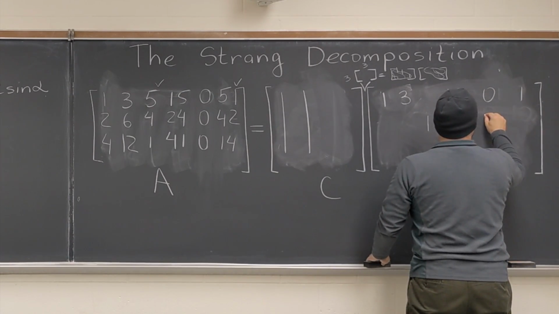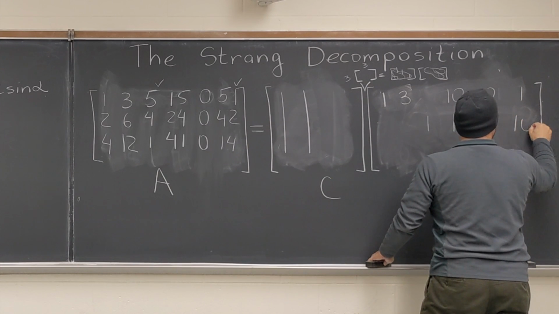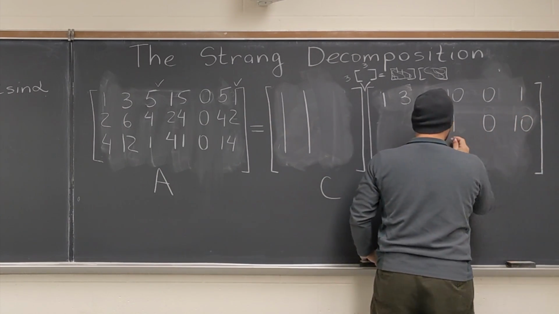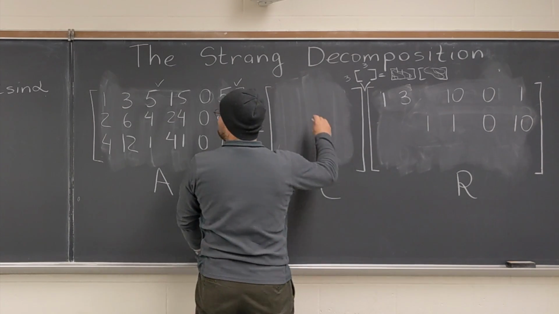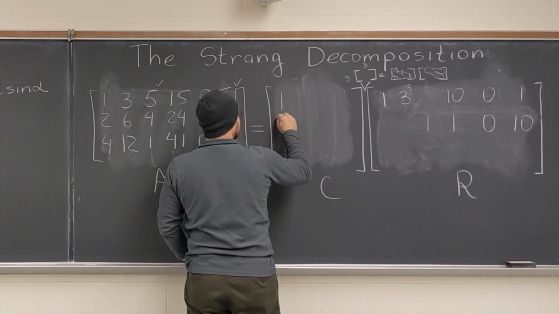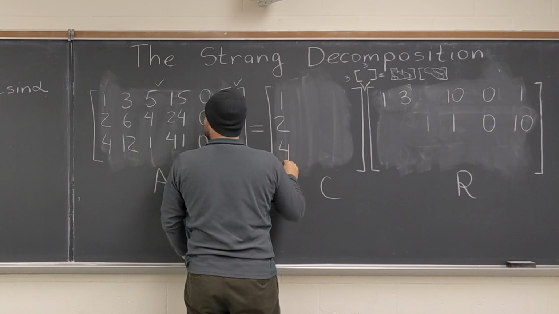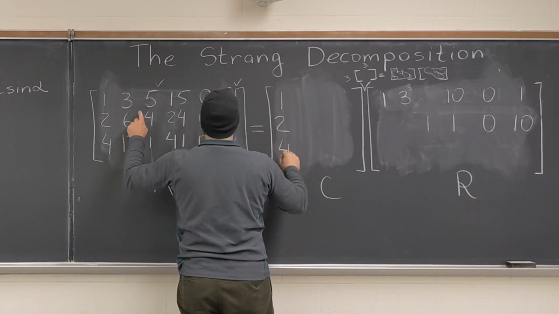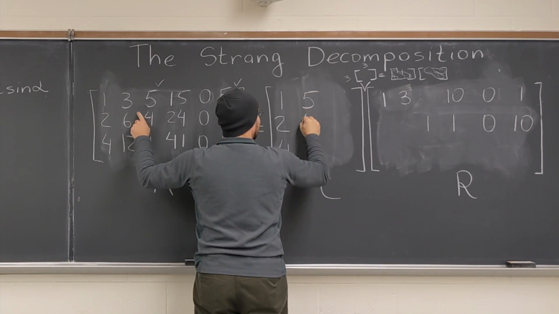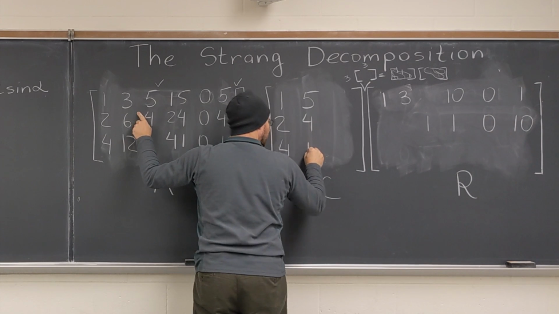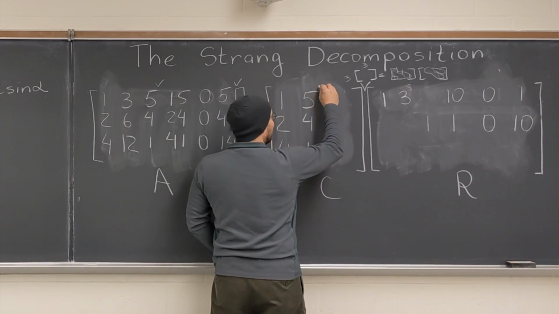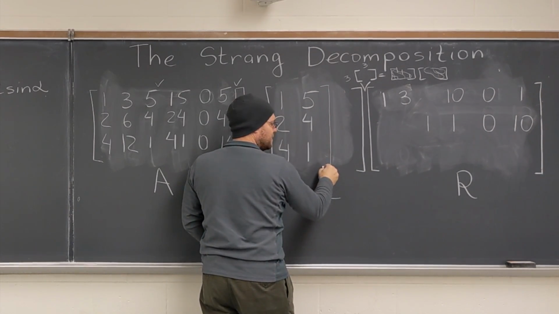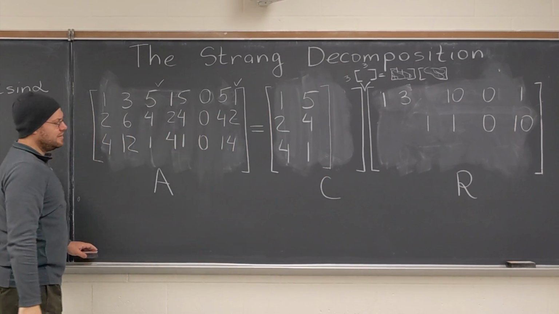1, 0, 10. And then there's an entire row of all zeros, right? And then here, we only have space for 2 columns because there are only 2 linearly independent columns. 1, 2, 4, 5, 4, 1, right? And so I guess that would be it for the matrix C, right?